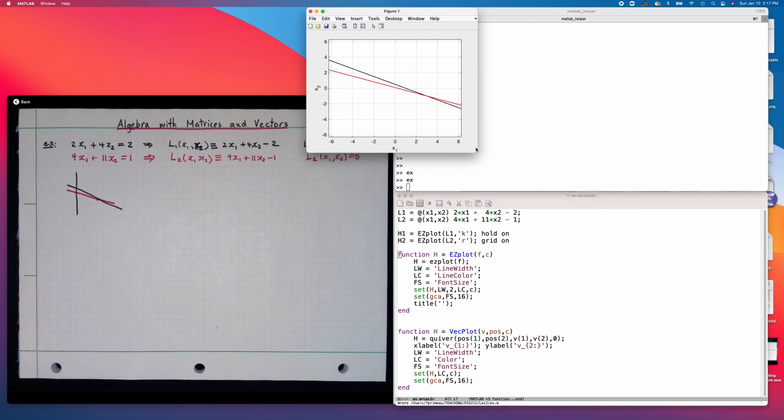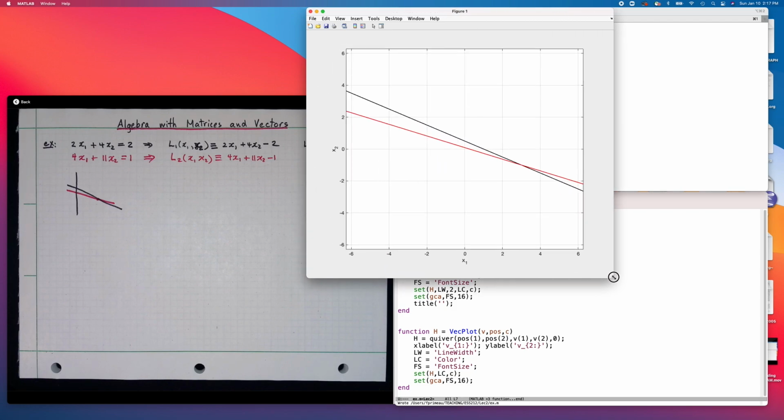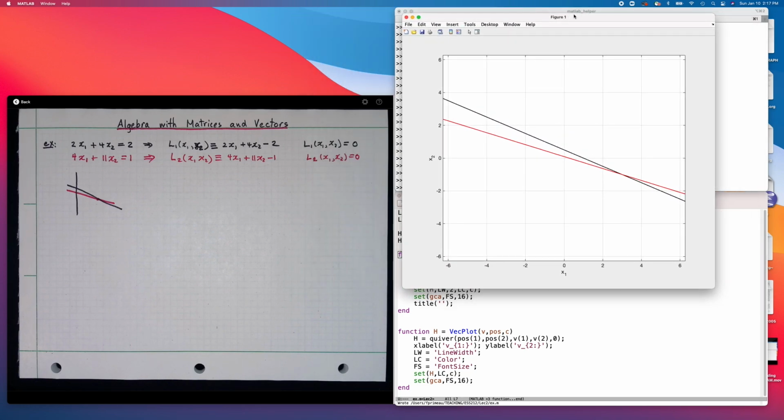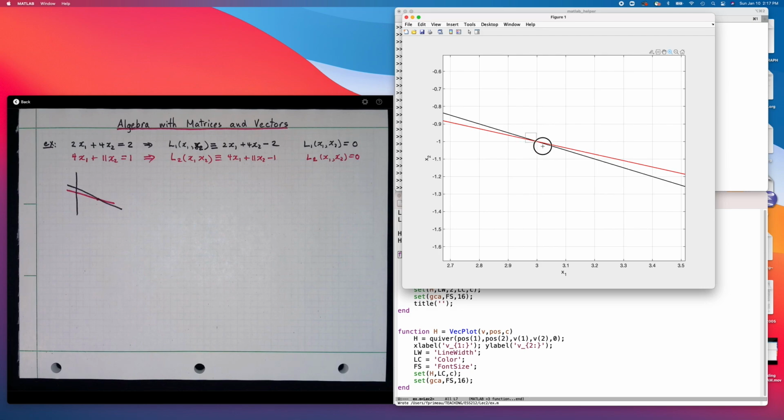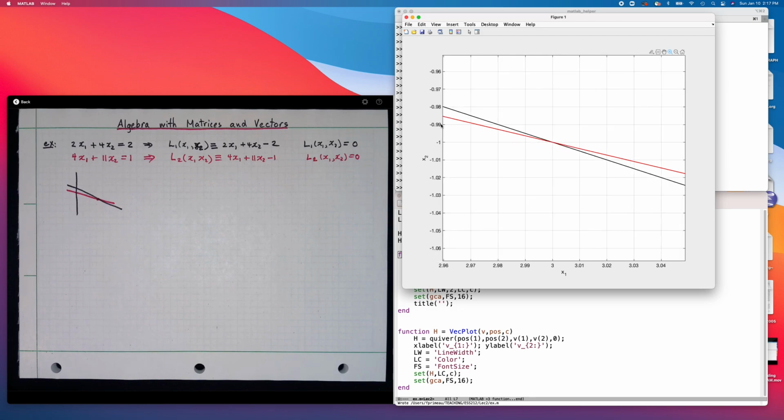And so we have this graph. Let me stretch it a little bit. You can see where the two lines intersect out here, right? And we can zoom in to see where the intersection point is. It looks like it's at (3, -1), right? So the solution should be (3, -1).